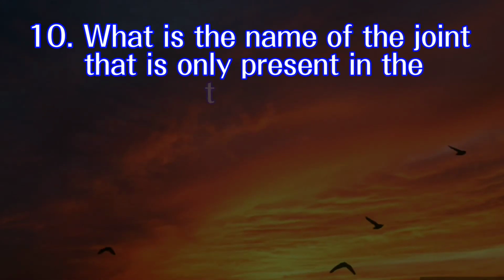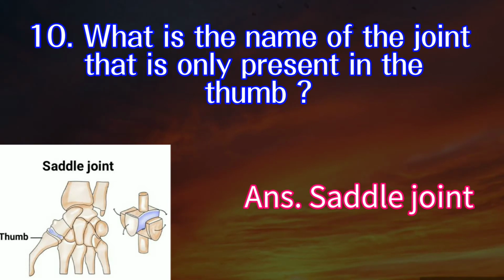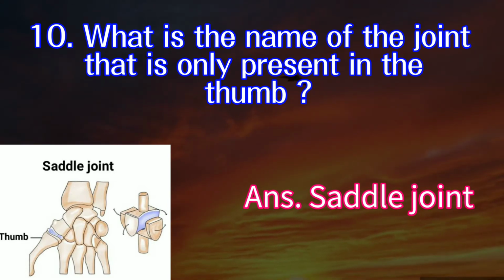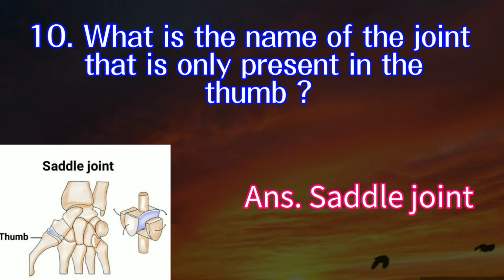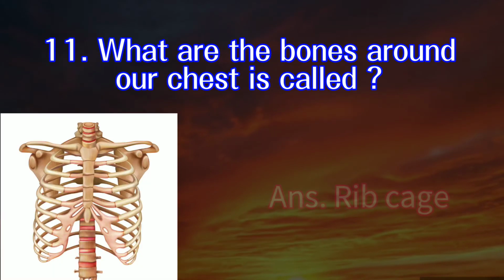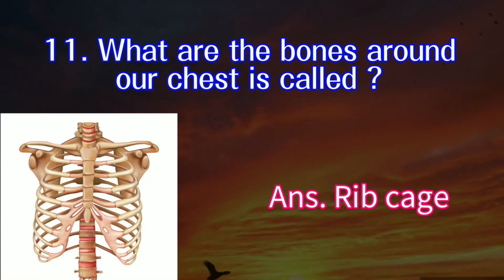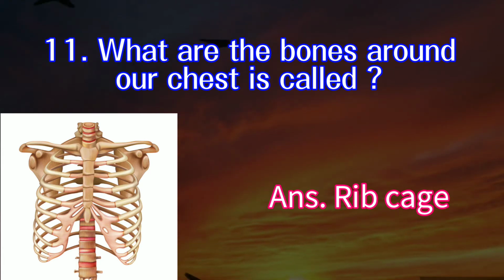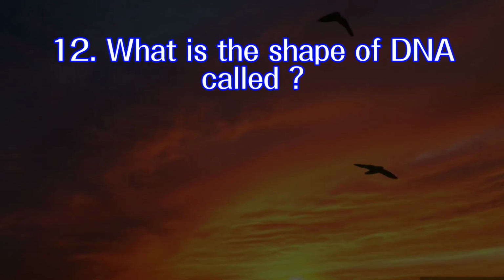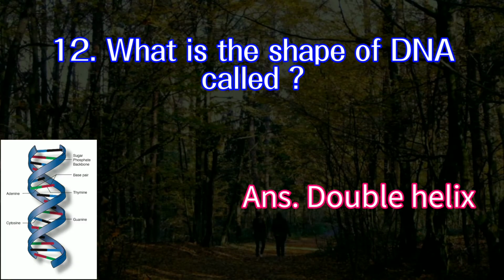What is the name of the joint that is only present in the thumb? Saddle joint. What are the bones around our chest called? Rib cage. What is the shape of DNA called? Double helix.